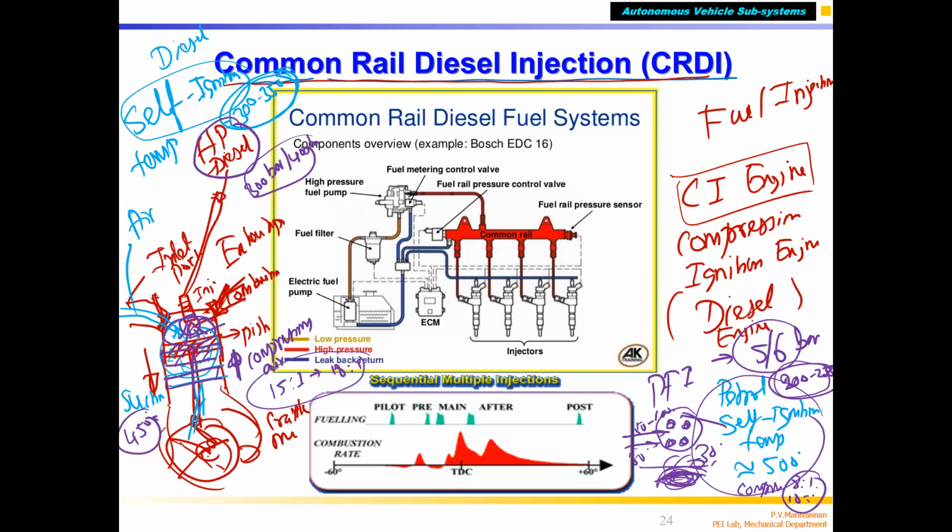In the case of common rail diesel injection, that's what we are talking about, we are at about 1,500 bar to 2,000 bar. Extremely high pressure, correct? So then what happened?